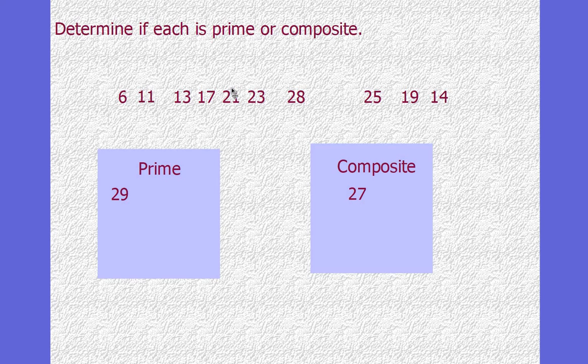Okay, now you're going to take a look at these numbers, you're going to write them down, and you're going to determine if each of them are prime or composite. Don't get confused though, because just because a number is odd doesn't always mean it's prime. So 29 is prime, because when I go through my divisibility rules, I find that none of them work. But 27, even though it's odd, is composite, because if you do 2 plus 7, you get 9.